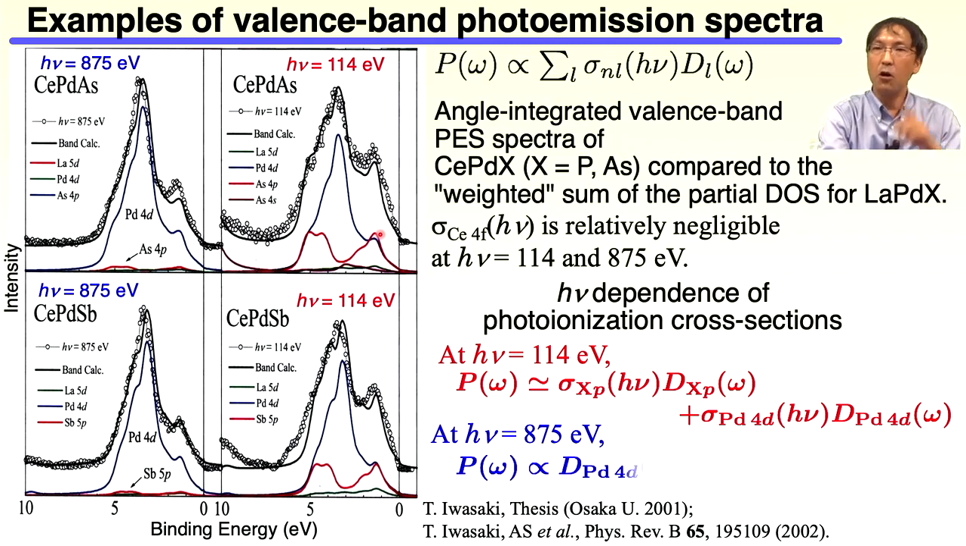At the photon energy of 875 electron volts, the palladium 4d cross-section is much stronger than the other ones. Therefore, the spectra are expected to show the line shape of the palladium 4d density of states. Actually, the experimental photoemission spectra at this photon energy are well explained by the palladium 4d density of states alone. From these examples, we can notice that it is very worthwhile to compare the valence-band photoemission spectra with the results of the band structure calculations.